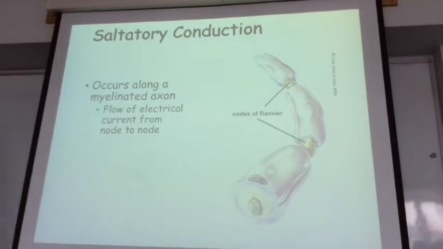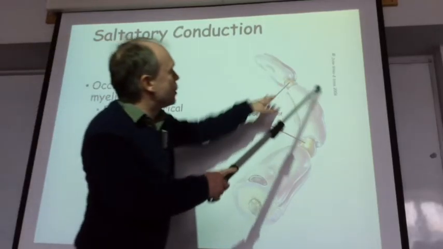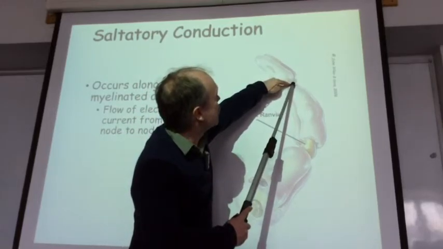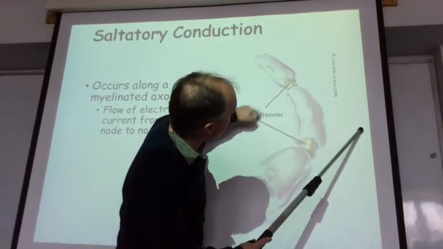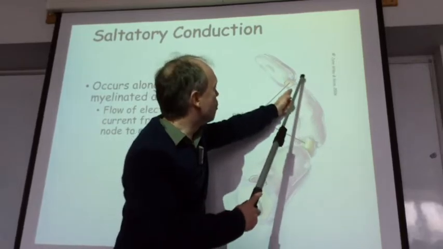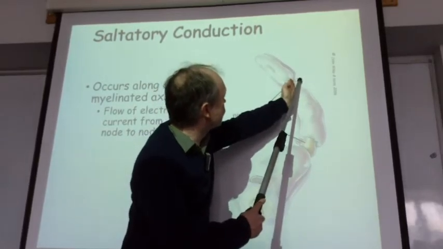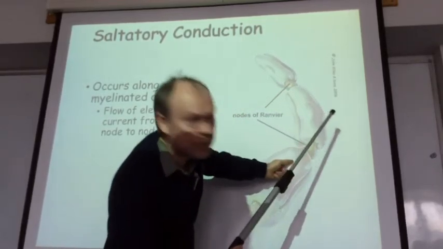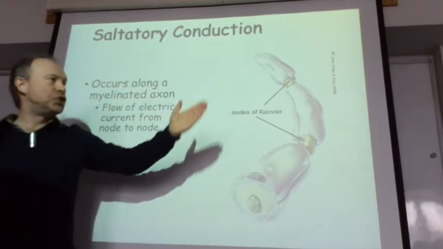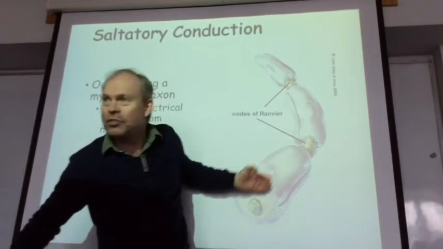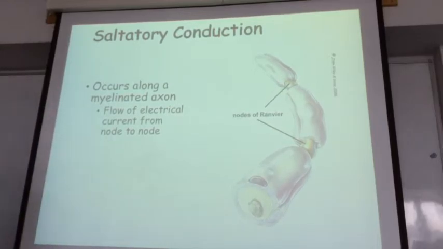If you've got no coating around it, the electricity that's generated in the nerve tends to spread out here, and only some of it reaches here. But when it's got the myelin coating, it can't leak out anywhere, and it goes further. So it jumps from one place to another in that way. Probably the explanation doesn't help, but as long as you know it goes faster, that's enough.